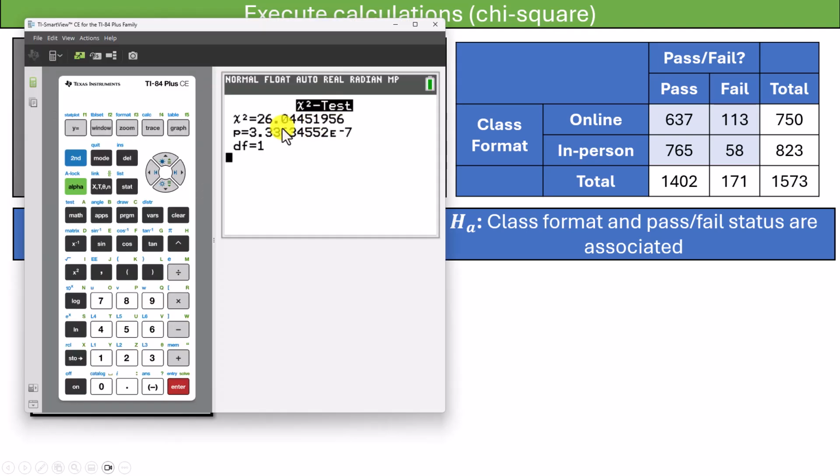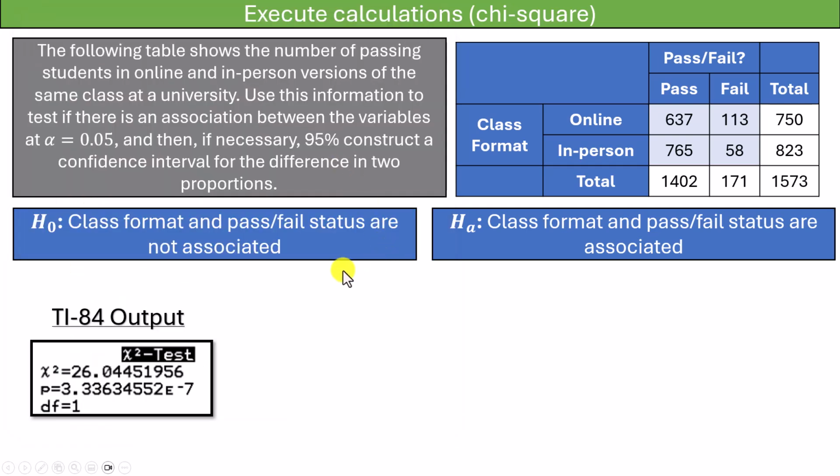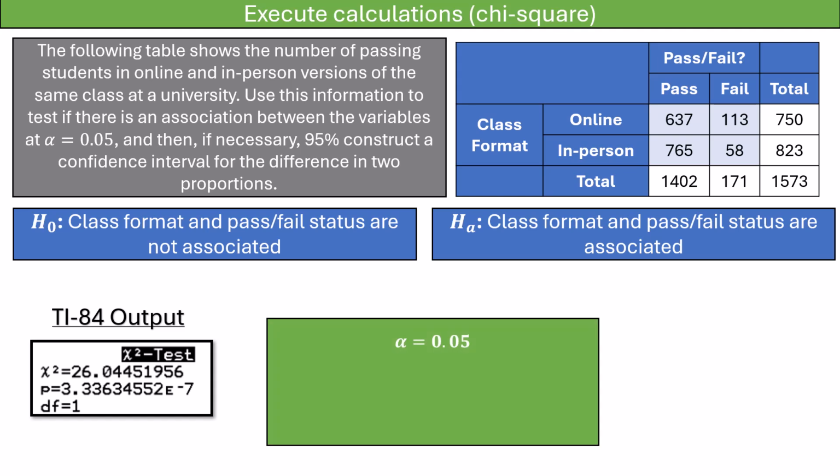26.04, p-value of 3.3 times 10 to the negative 7. That's what this means. It's scientific notation. So this is the output that we get on the calculator. Okay, so then we have to make our decision to either reject or fail to reject our null hypothesis.